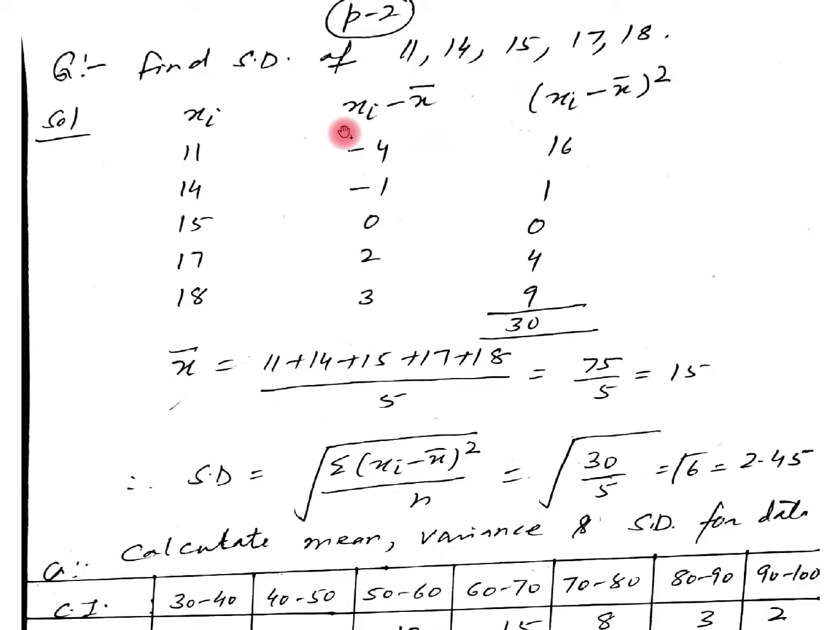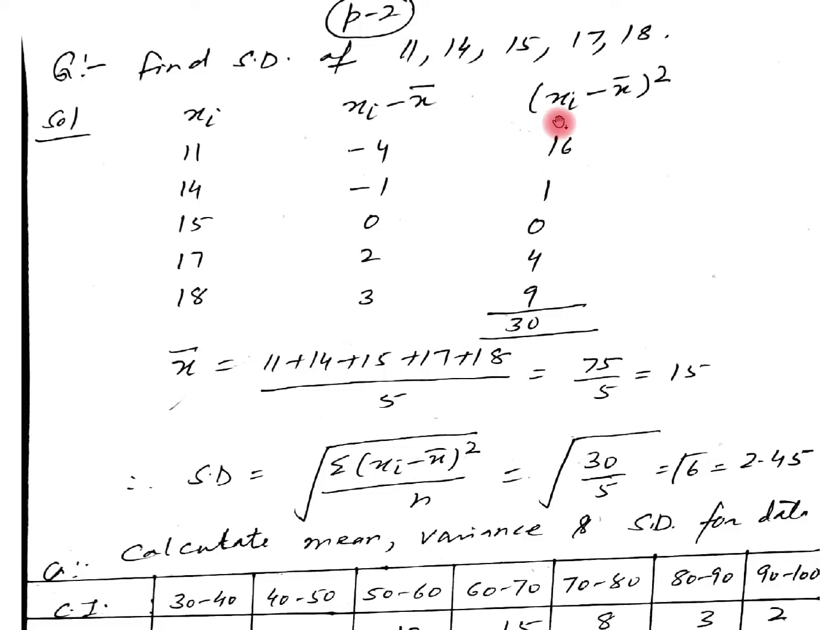For ungrouped data, we have to make the column xi minus x bar. First we find out x bar for this data. X bar is the sum of observations upon number of observations, which is equal to 50. Then we can make the column xi minus x bar. It is minus 11, minus 15, minus 4, 40, minus 15, minus 1. Then it is 1, 0, 2 and 3.